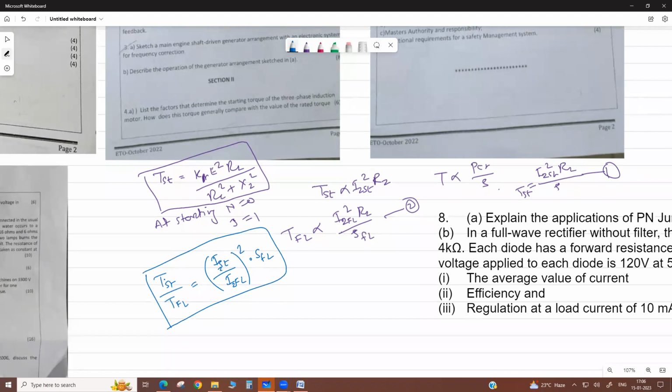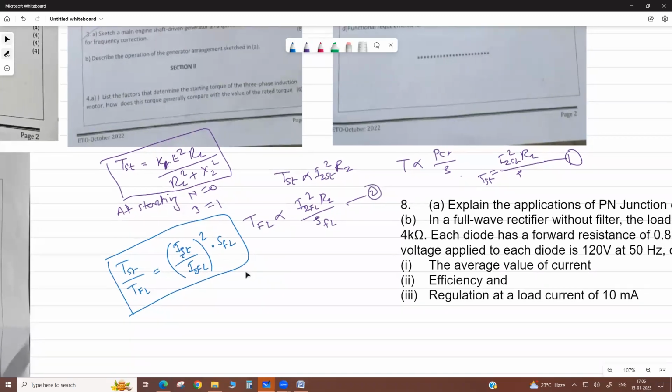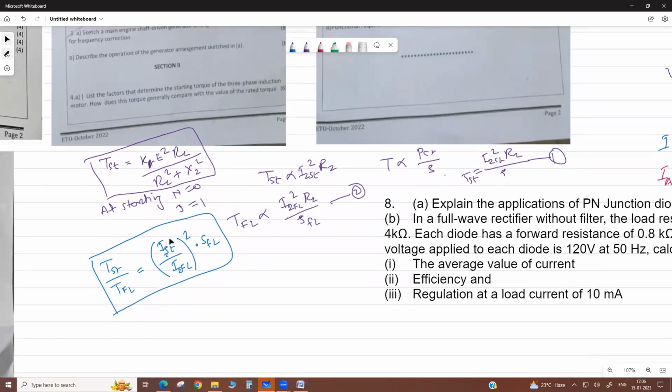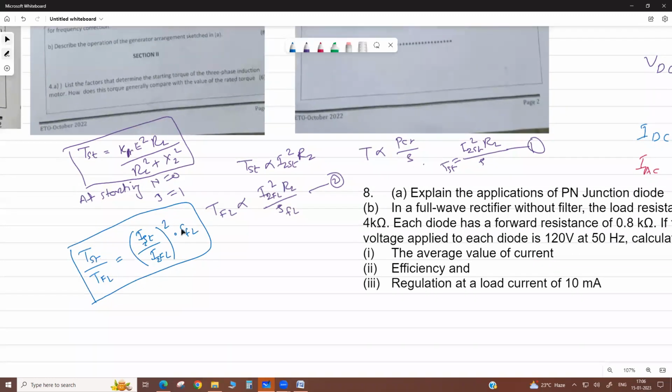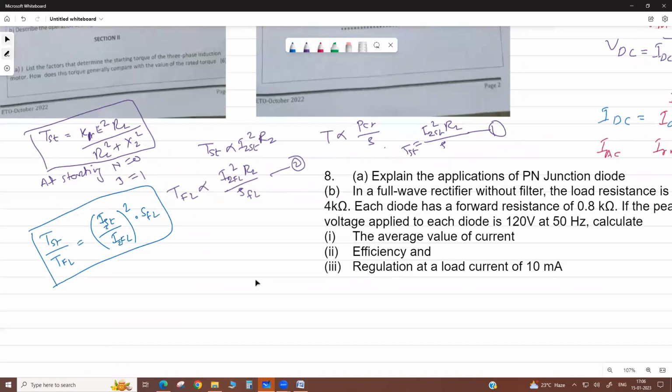With respect to percentage, it is like 150% or 200% of full load. Because you know starting current is high compared to full load current. That's why starting torque is higher than the full load torque. Okay.